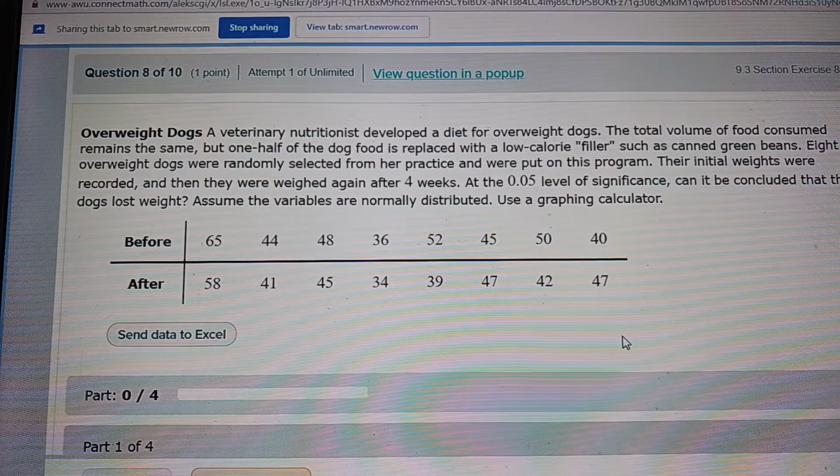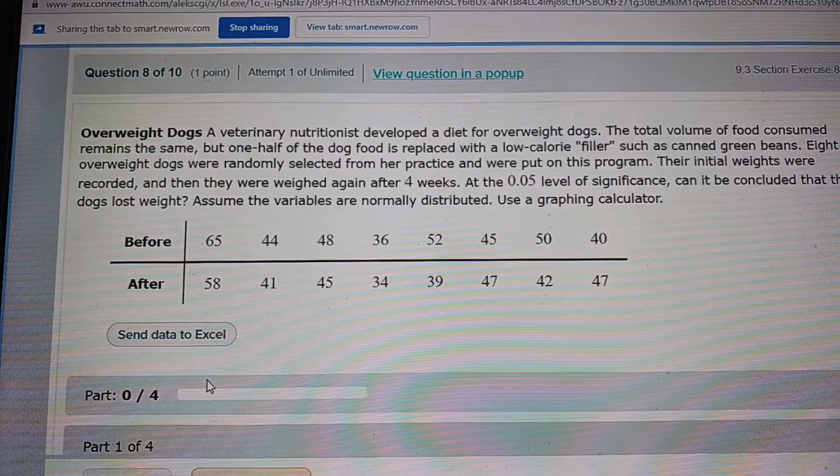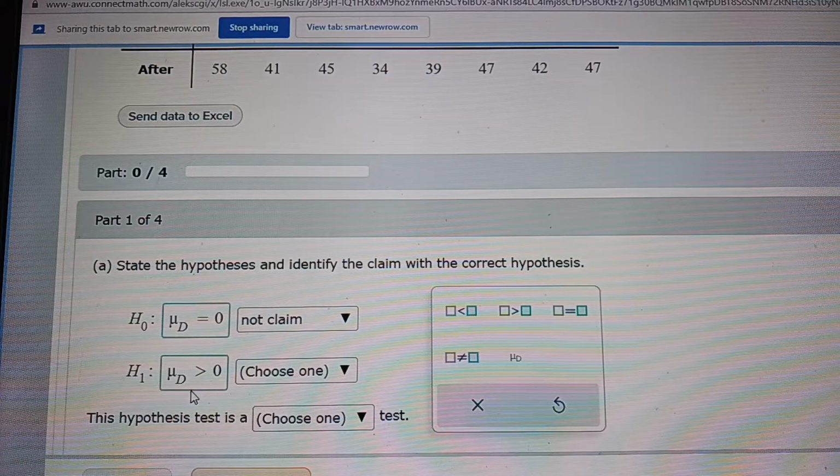But what the wording of it's going to be, it's going to say something like that they're losing weight. Well, let me find the claim here. 8 dogs were randomly selected. Okay. Can it be concluded the dogs lost weight? So they're getting smaller in weight. So it sounds like you should put less than here. But what's happening is they used to weigh more, and now afterwards they weigh less, so their weight went down. And if I subtract their before minus their after, that's producing a positive answer. If the mean difference is positive, that's good. That means they lost weight, which is what the program was about. And that's one-tailed.